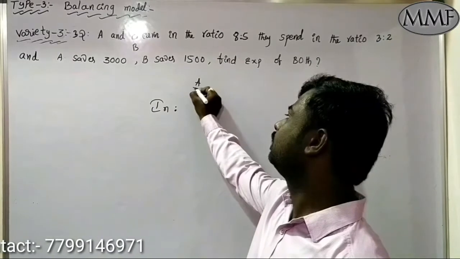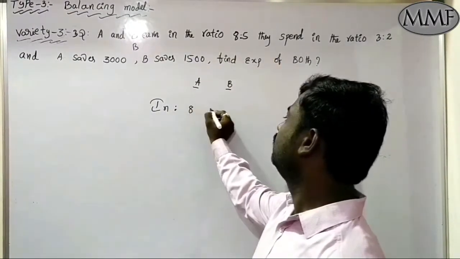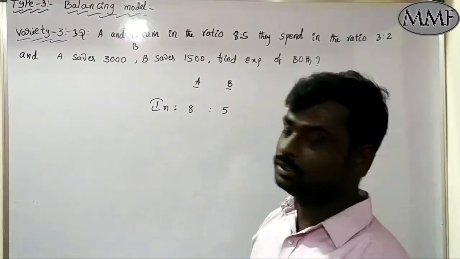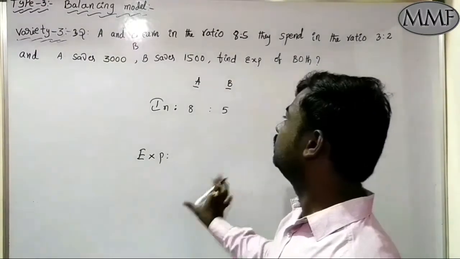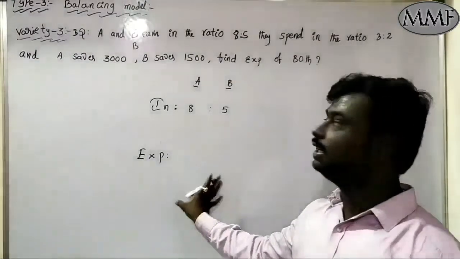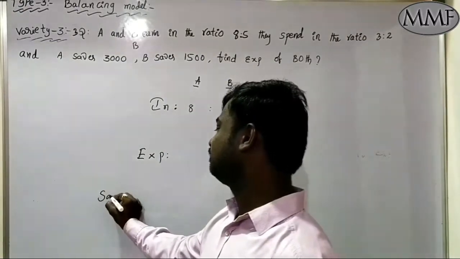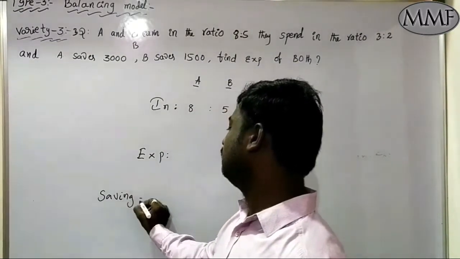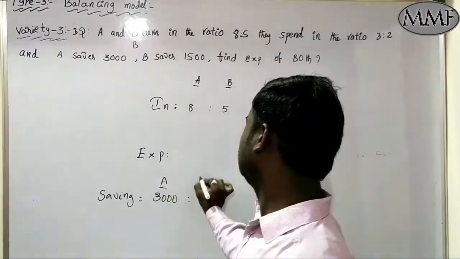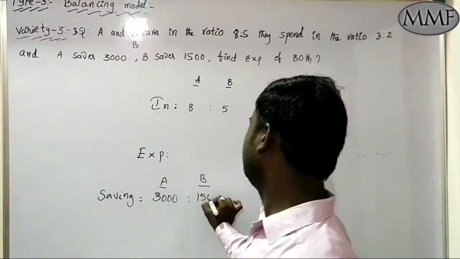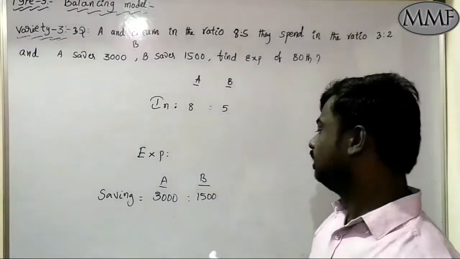The incomes of A and B are in the ratio 8:5. Now I need to find the expenditure. If you want to find expenditure, what is given here? Savings are given. The saving of A is 3,000. The saving of B is 1,500. Please see, let's see clearly.